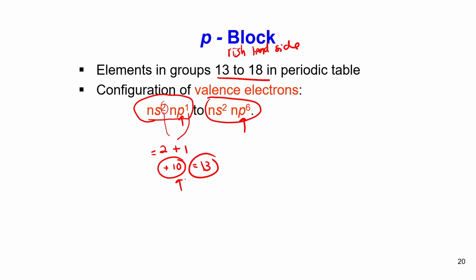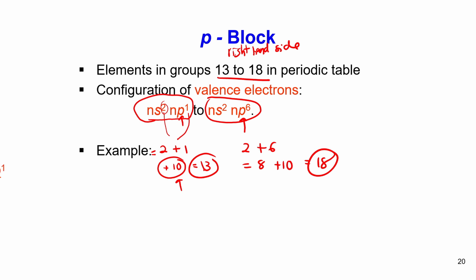Why do we need to add 10? Because these elements are on the right hand side, meaning they are beyond group 12, which goes up to the transition elements. They still have 3 valence electrons, but they are in block P, so we need to add another 10. The same goes for this one: 2 from the S orbital plus 6, so the total is 8, plus 10, we have 18. So that's why it is in group 18.